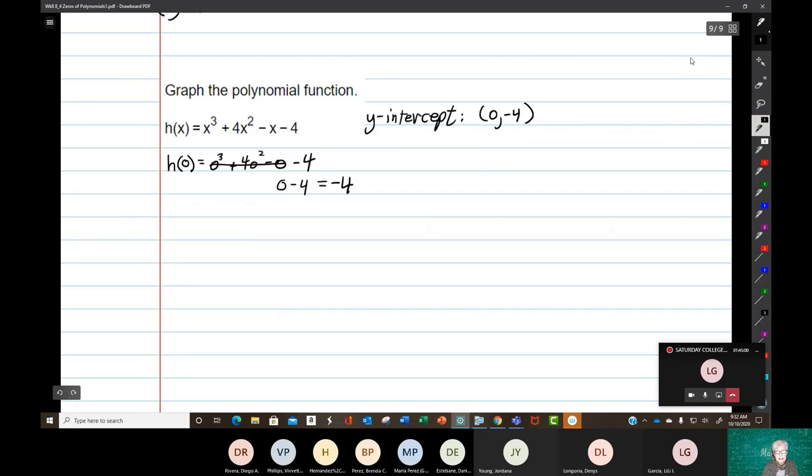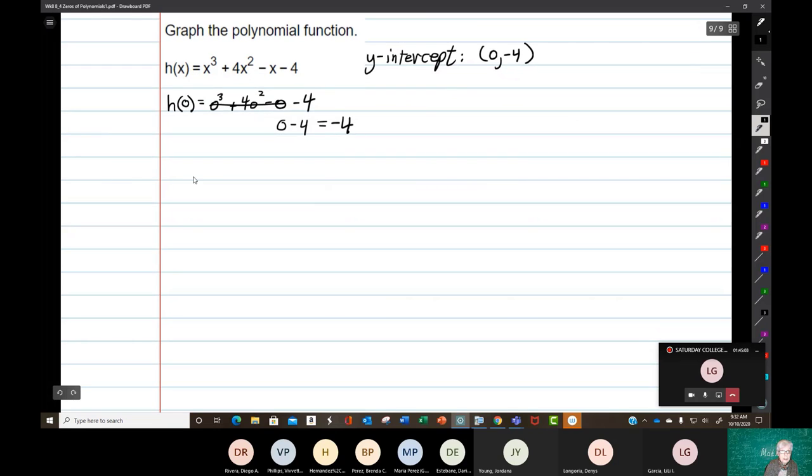Now, to find the x-intercepts, you have to find the zeros first. We're going to do that by x to the third plus 4x squared. And again, don't do that. That will guarantee it's wrong. Plus negative x minus 4. So we'll have x squared times x minus 4, plus 4, squared. Don't skip steps, Rademacher. Here, negative 1, okay?